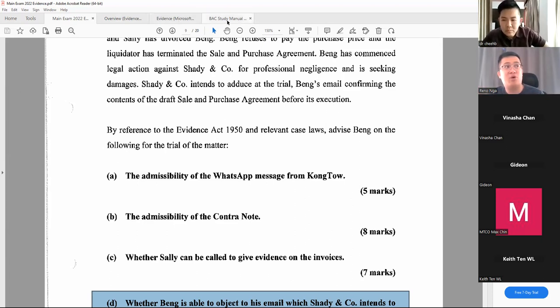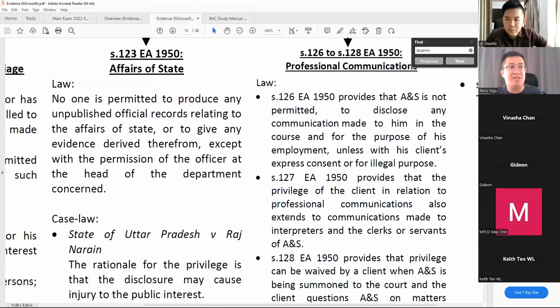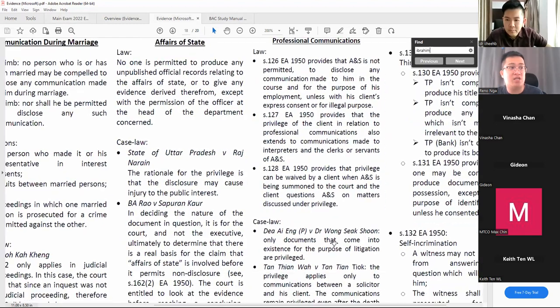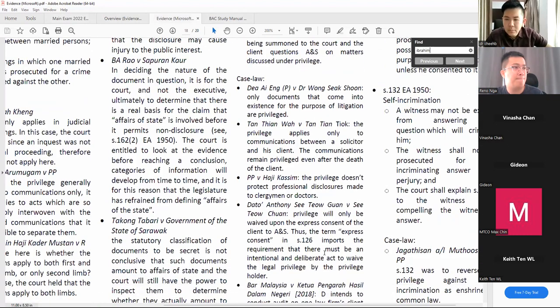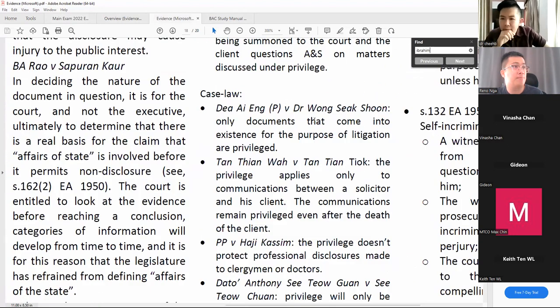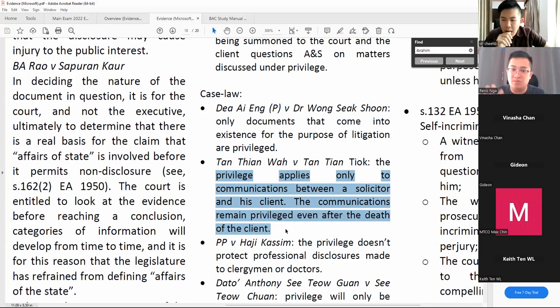Even when I checked the book, I don't see them mention that part, which is coverage even after the marriage. But if you ask whether the lawyer and client privilege continues after the contract, I got a case for that. Let me see. Now, this case: privilege applies only to communication between solicitor and client, and the communication remains privileged even after the death of the client. Which means I have the case for section 126, but I don't have the case for 122. So like I said, I don't support or go against any answer for that.